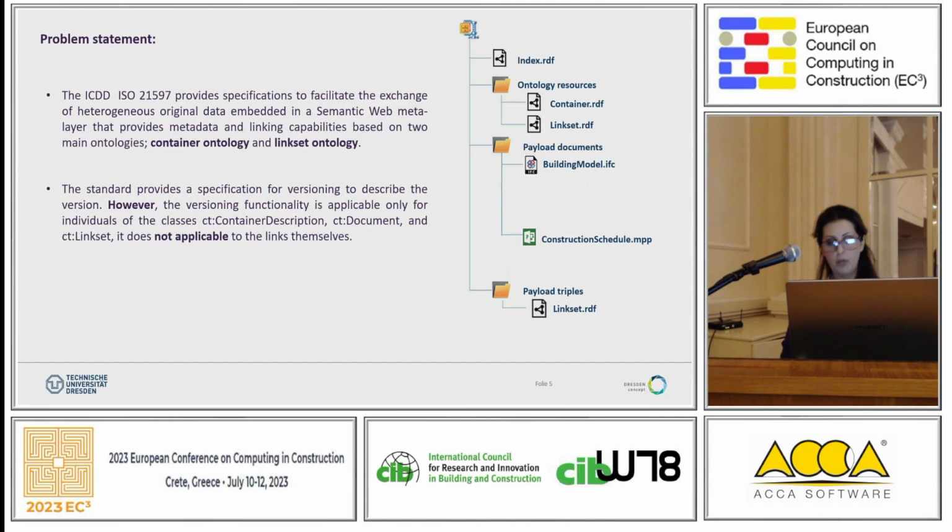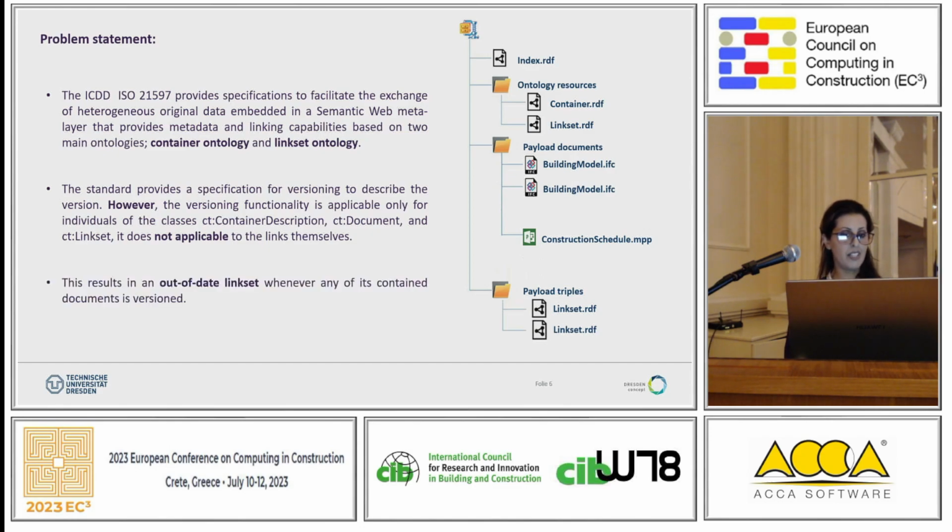So that means when we are creating an information container, for example, the simplified one that I show here, which contains just two documents, and we want to create links between these two documents, for example, to link building elements with their related items in the construction schedule. For a medium-sized building, it will be not less than 10,000 links to be created, and it is mostly done manually currently, to create the link set file. So what happens if the building element is versioned?